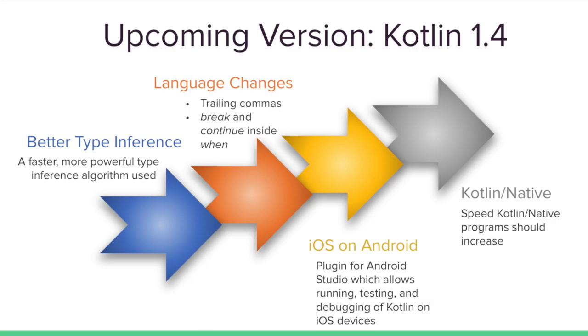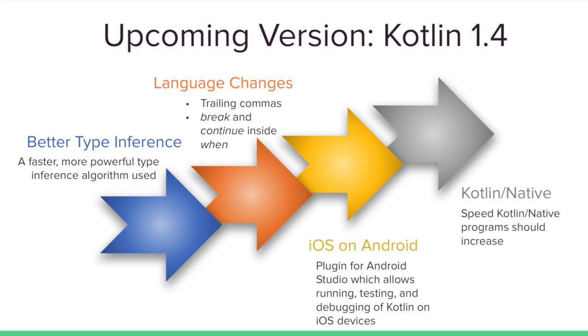Now focusing on the upcoming version, Kotlin 1.4, this is expected to provide several changes and enhancements. Of these is better type inference, where a faster, stronger type inference algorithm is going to be used. There are some language changes that will be allowed. For instance, trailing commas will now be allowed, so several commas can be written at the end of a statement. Break and continue will now be allowed inside the when feature.